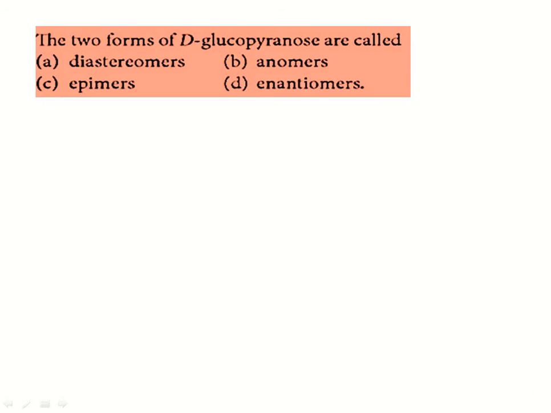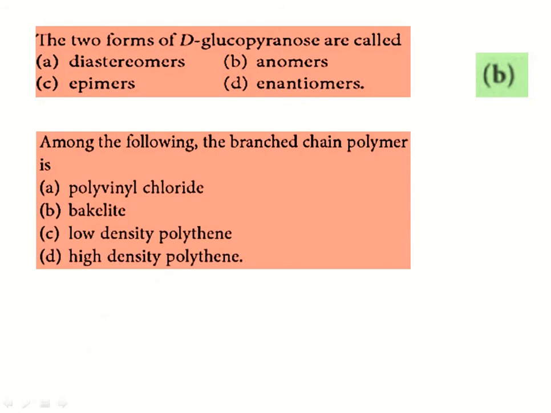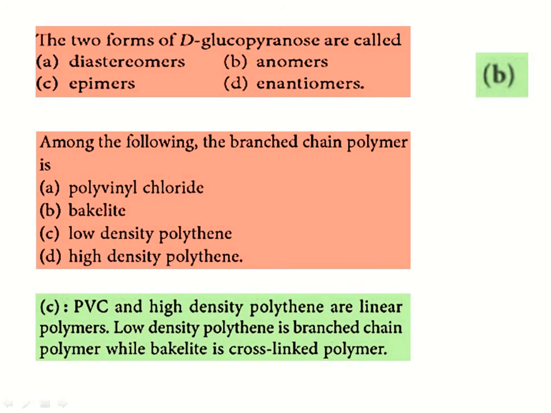Next, the two forms of D-glucopyranose are called anomers. Among the following, the branched chain polymer is. We have observed that PVC, that is polyvinyl chloride, and high density polyethylene are linear polymers. So low density polyethylene is a branched chain polymer, while Bakelite is a cross linked polymer. So in this, we'll go with LDPE.